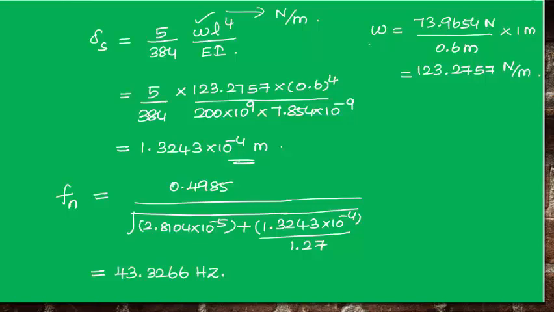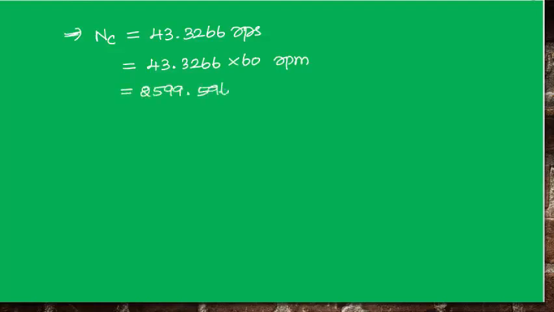Okay. So in the problem, it is asked to calculate the whirling speed of the shaft. Frequency is nothing but cycles per unit time. Okay. So we can write this F1 as 43.3266 cycles per unit time, or we can represent this as revolution per second. Okay. When the shaft's frequency reaches this natural frequency value, then the shaft will be rotating with the critical speed. Okay. So the critical speed NC will be 43.3266 revolution per second. In terms of revolution per minute, which is 2599.596 RPM. Okay.